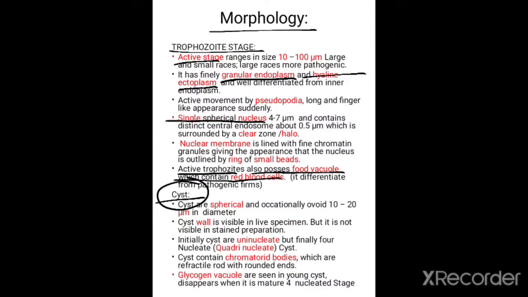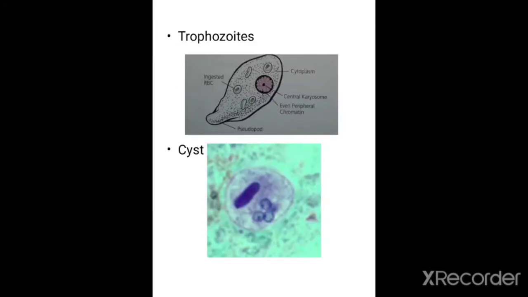Now let us come to the cyst morphology. Cysts are spherical. Initially they are uninucleate, but finally they become four nucleate, that is quadrinucleate cyst. This is the structure of the trophozoite, with food vacuoles containing RBC, and pseudopod, cytoplasm. Now this is the cyst.